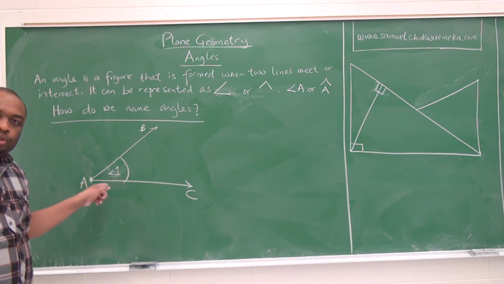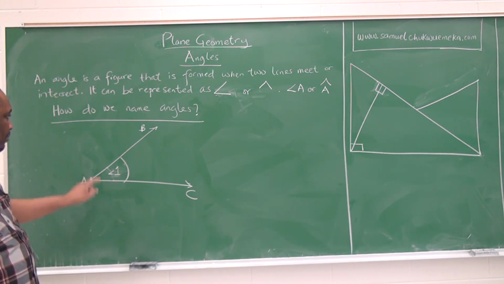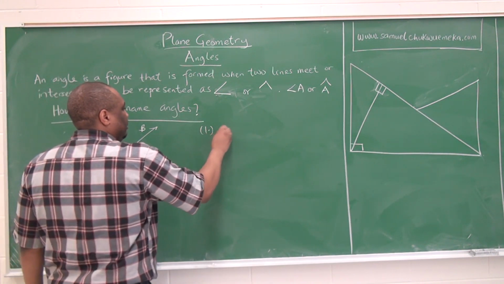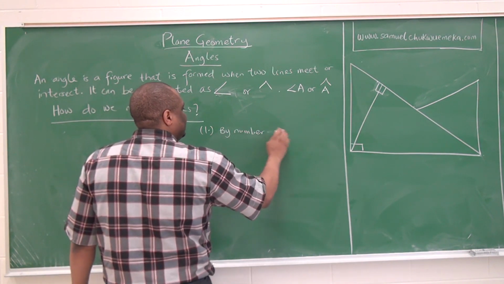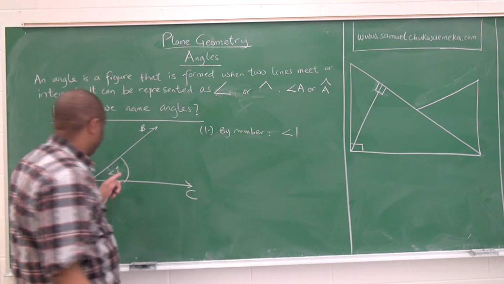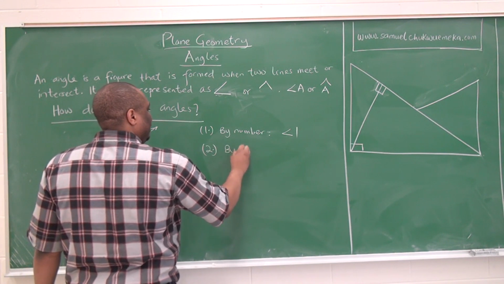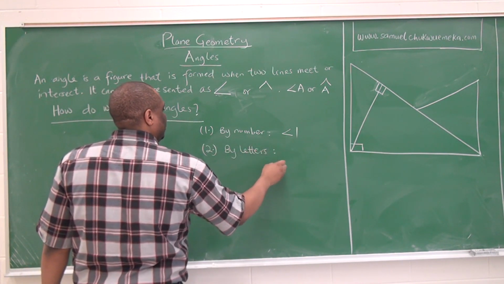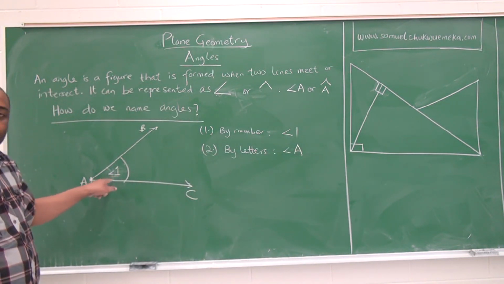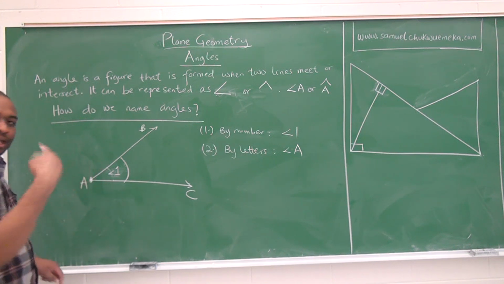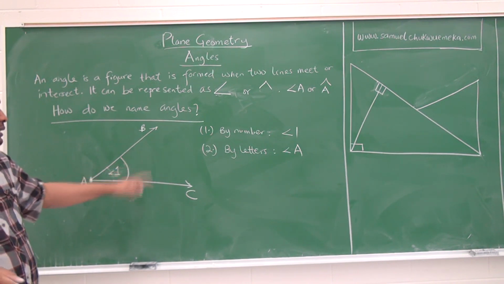Now, if I want to talk about this particular angle here, I can talk about it by numbers, which means I'll say angle 1. Or I can name it by letters, which means I'll just say angle A. That means I'm talking about this, because A is the vertex, and that is the angle at the vertex. Remember, the vertex is the meeting point or the intersection point of the two rays.